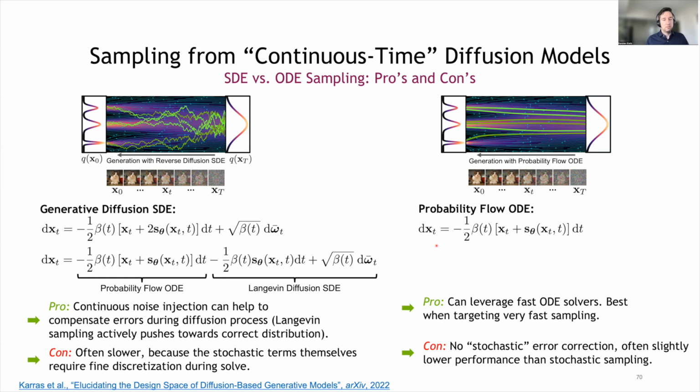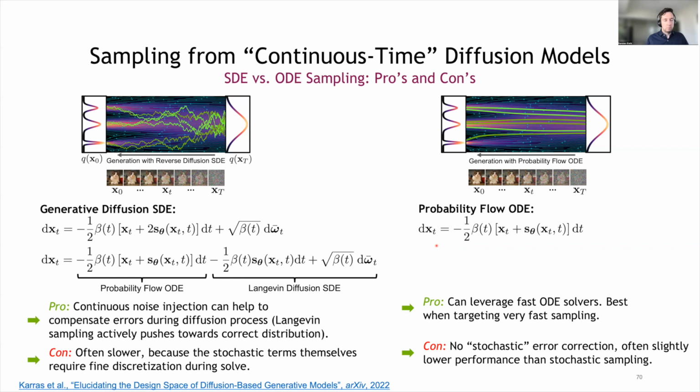On the other hand, there is no stochastic error correction going on here. And because of this, what we see in practice is that this is sometimes slightly lower performing than the stochastic sampling when we just look at the quality of the samples.